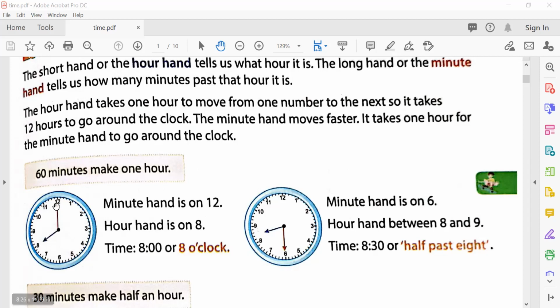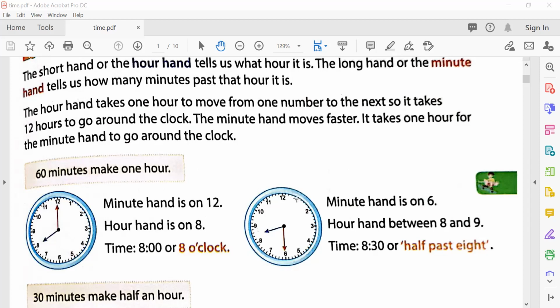If the minute hand is on 12 and the hour hand is on 8, what is the time? 8 o'clock. Yes. If the minute hand is on 6 and the hour hand is between 8 and 9, then what is the time? Half past 8, or 8:30. Yes. So how do you know it is 30?